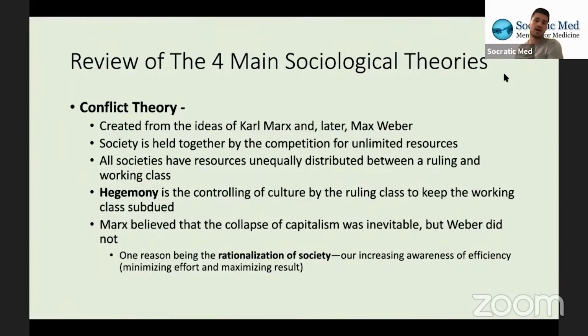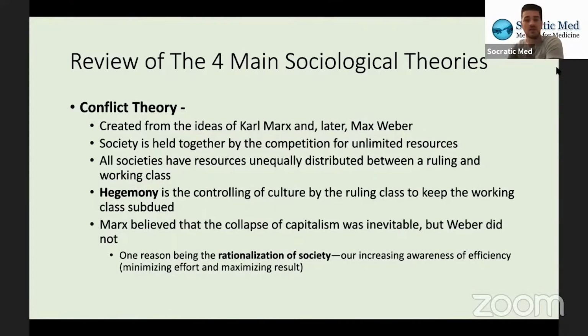The second one is conflict theory. It is created from the ideas of Karl Marx originally, and later by Max Weber. So society is held together by the competition for unlimited resources. And that's a theme that you see a lot in sociology, even in biology and evolution, this concept of what's called a Malthusian ceiling. We live on a finite world and we have finite resources.